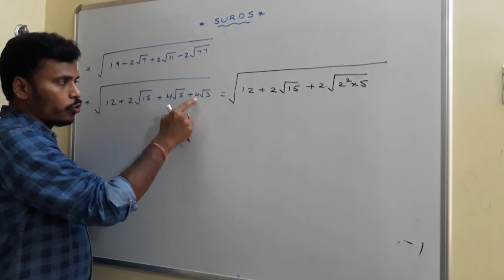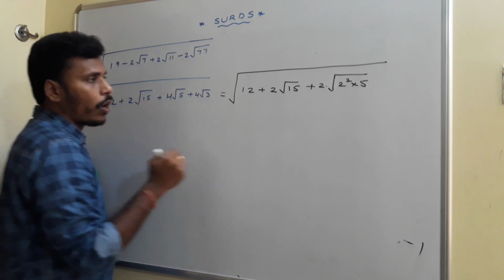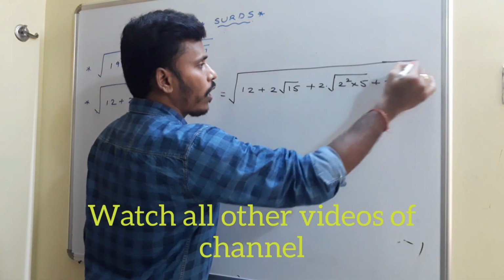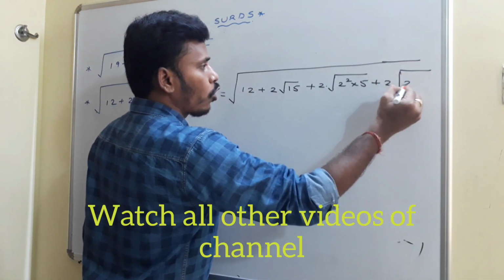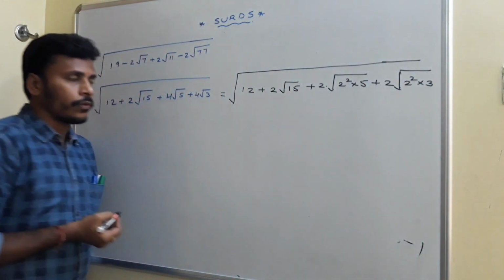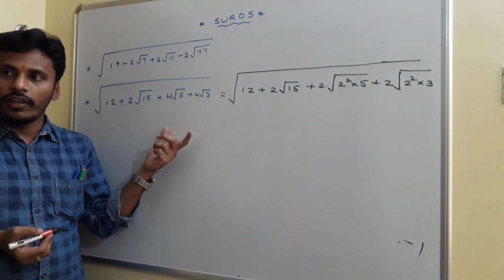Again I need just 2. So keep one 2 here and send one 2 to the inside of that square root 3. So 2 into root of 2 square into 3. Nothing is complicated here. I think everything is okay.